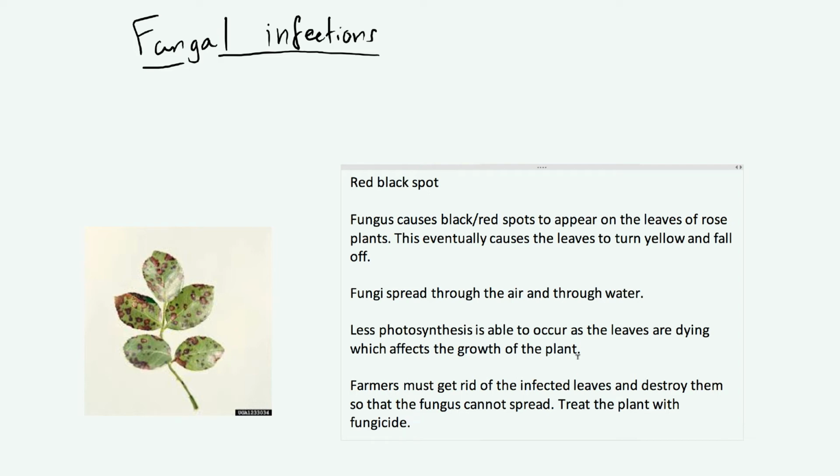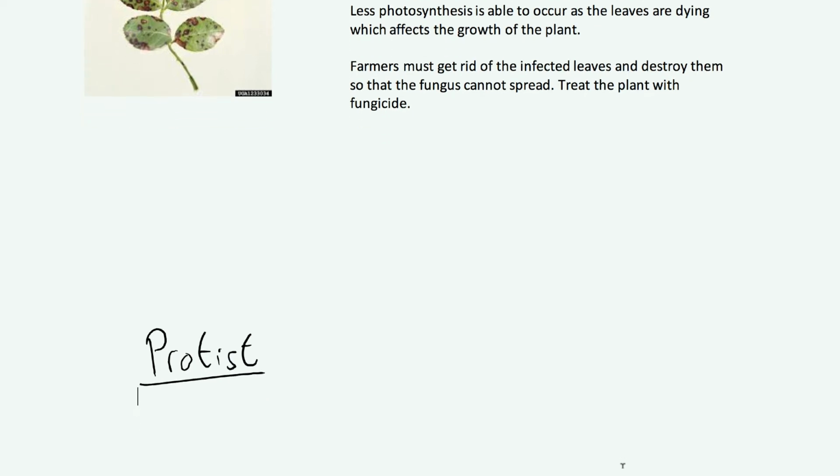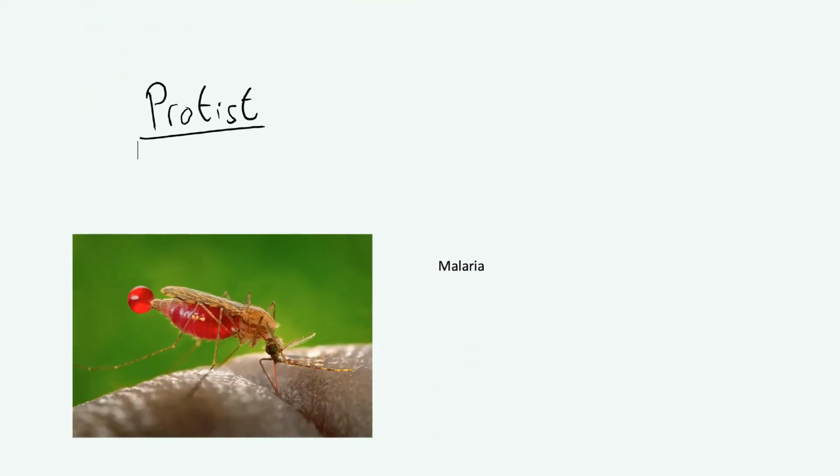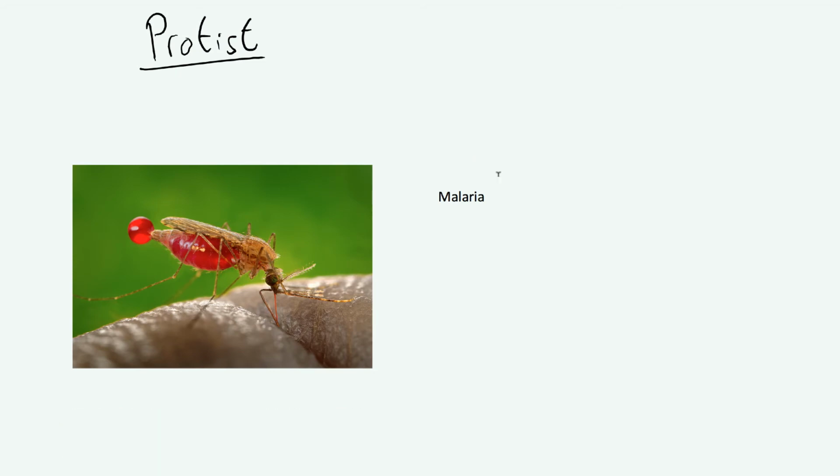All right, next we're going to have a look at a disease caused by a protist. A protist, if you remember, is spelled like this. It's a eukaryotic organism, normally single-celled but not always single-celled, and they are parasites. And the disease which they cause is malaria. Malaria, particularly nasty disease.